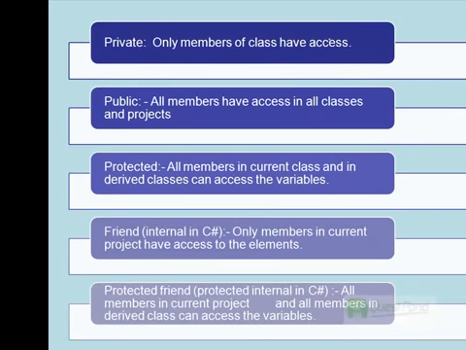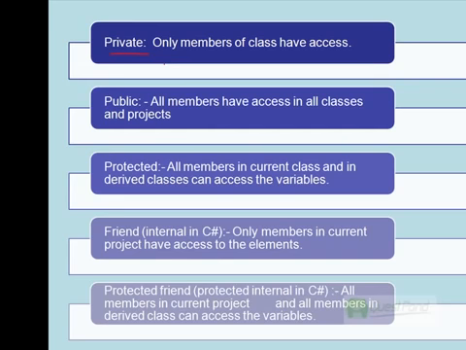Now there are 5 different ways by which you can do encapsulation. The first one is private. The time you define a function as private, which we have already done in the code, only the members of the class can have access to it. Any external members cannot have access to these functions.